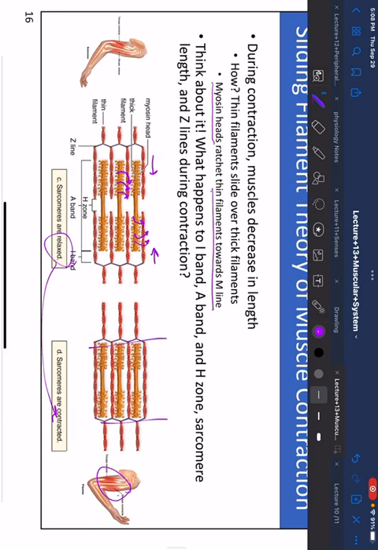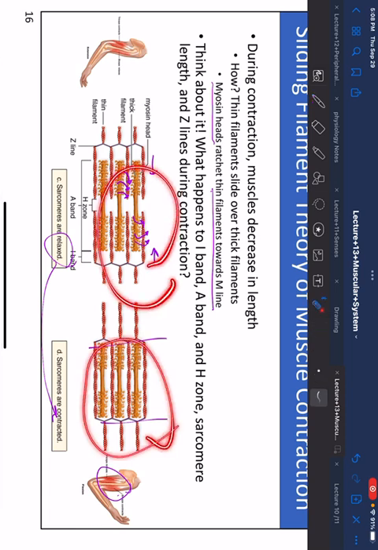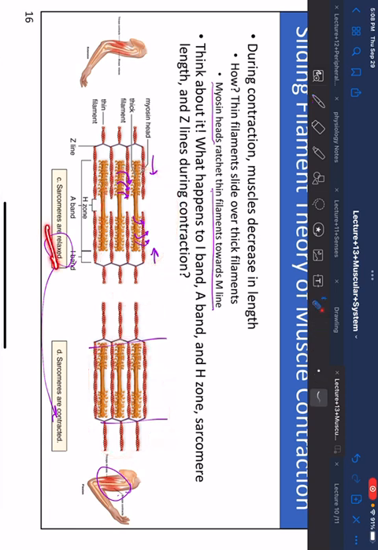So if you just compare these two representative sarcomeres in their relaxed and contracted states, what happens to the I band? What does it look like? Does it increase in size? Does it decrease in size? Or does it stay the same length? It decreases in size. So here's your I band. And notice, when we looked at the contracted sarcomere, it has decreased in length. So above this question, you can say the I band decreases in length.